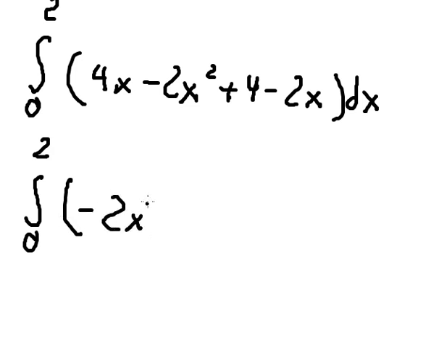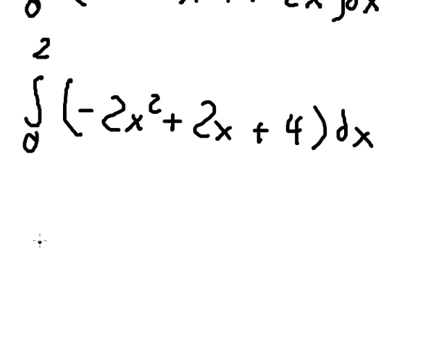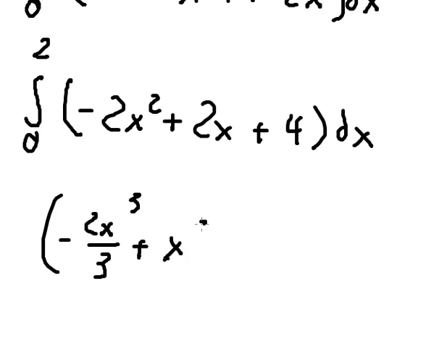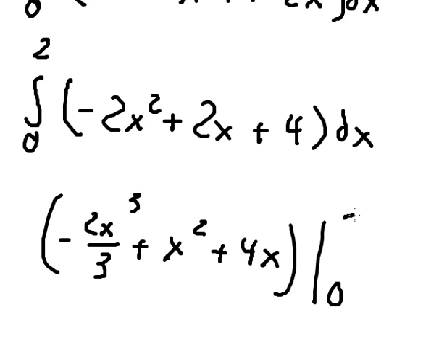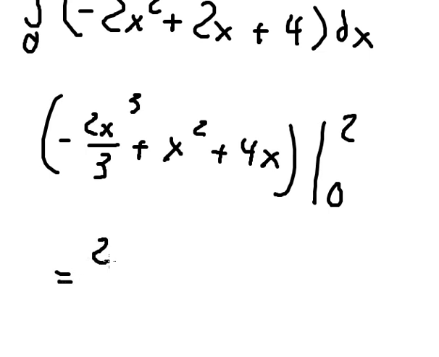So 4x minus x squared, we have positive 2x and we put 4 in here. And now we have the final answer. So I will put 2 here, 0 here. And now we have the final answer. This is the end. Thank you for watching.